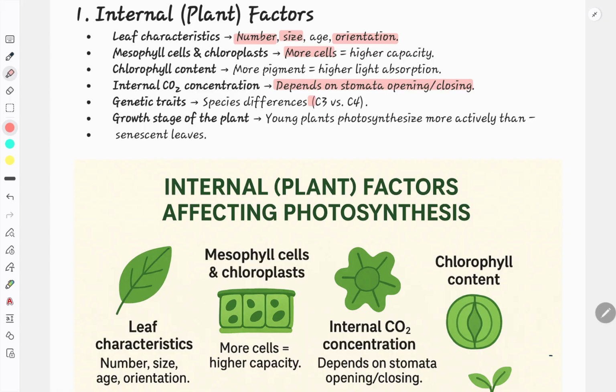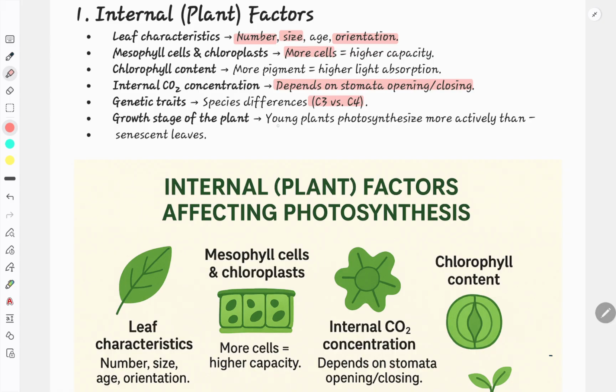Genetic trend, whether the plant is C3 or C4. As you know, C3 plants have more need of CO2 because they do not store it on their own. On the other hand, the C4 plants have storage of CO2 in the form of malate and aspartate.